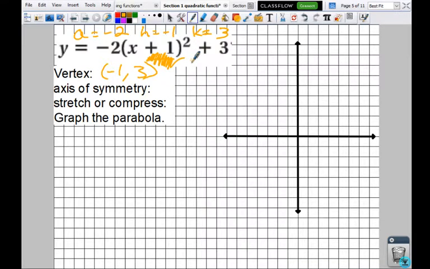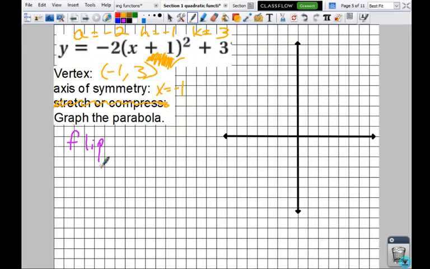Alright, Devin, what's my axis of symmetry? And don't forget x equals negative 1. Let's not worry about the stretch or compress, that's not as important as these other parts. The only thing we're going to look at is that A is negative, so what do we know about this? It's a flip. That's the only other thing I'm going to look at, there's a flip there.